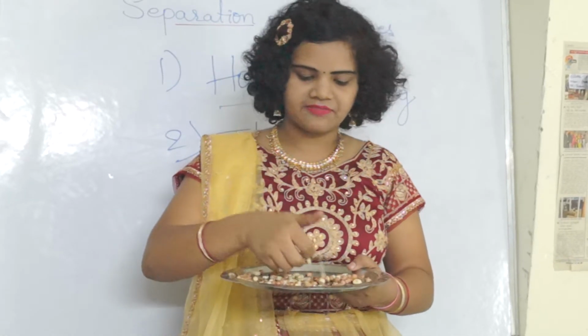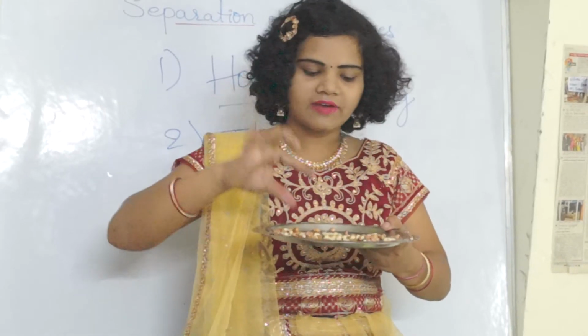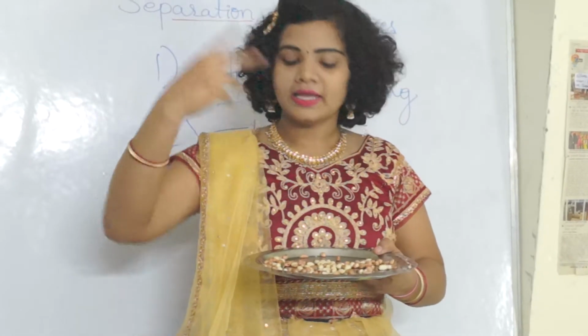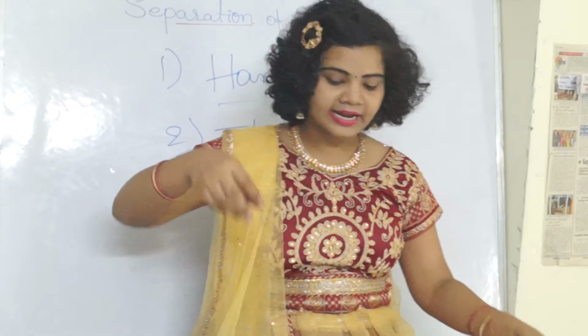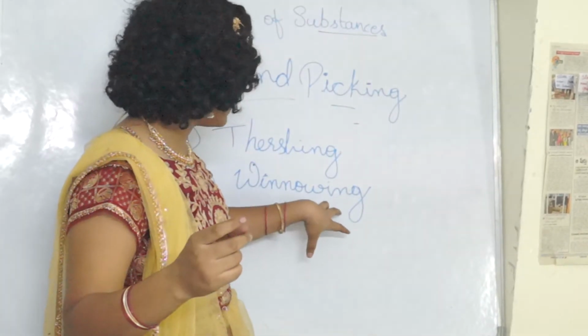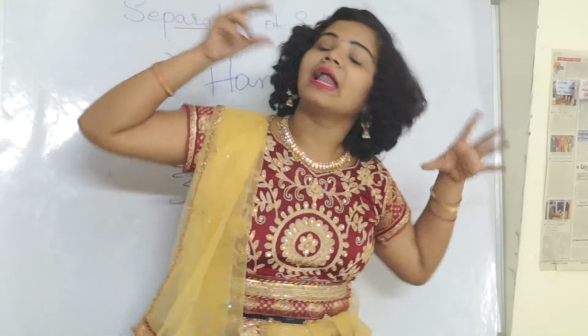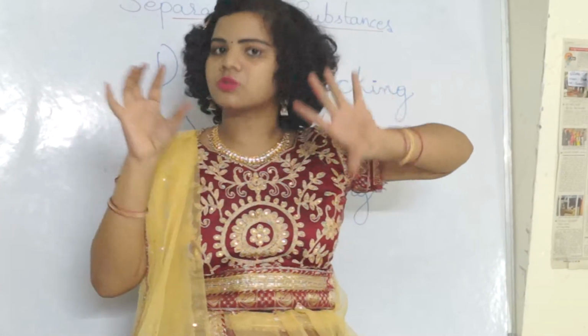if I crush this and if I blow the cover of this groundnut, it is blowing off. You can observe like this. The cover is flying by my air. So the lighter particles are the cover, and the heavier particles are the groundnut. The heavier particles stayed and remained on the plate, and the lighter particles flew away. So this process is called winnowing. Separating the lighter particles from the heavier ones is called winnowing.